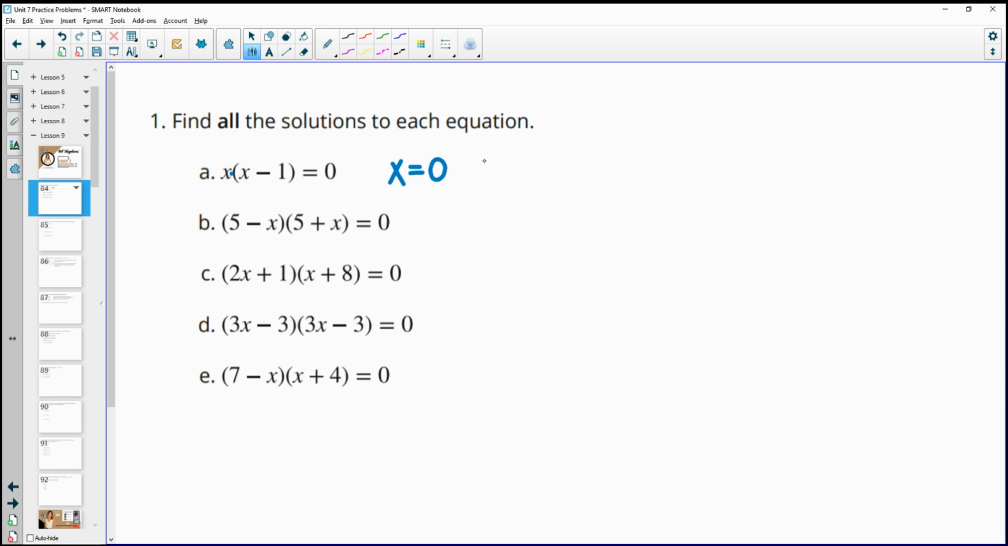So in this case, we have x equals 0, and we also have that x minus 1 would equal 0. This one is already solved for, so we know x equals 0 is one solution. Then in this second part, we can solve for x by adding 1 to both sides. Negative 1 plus 1 is 0, so we get x equals 0 plus 1, which is 1. For part A, our two solutions are 0 and 1.